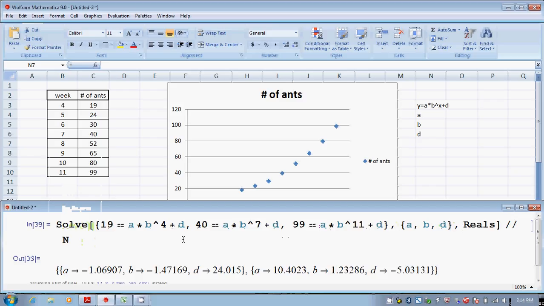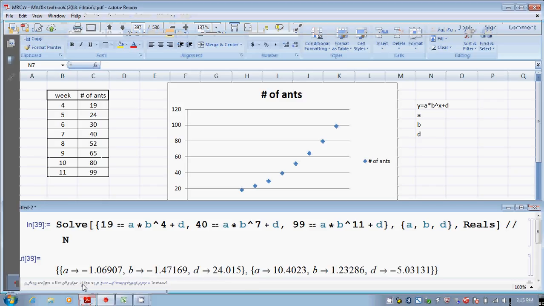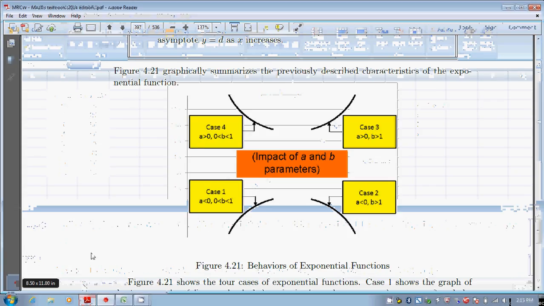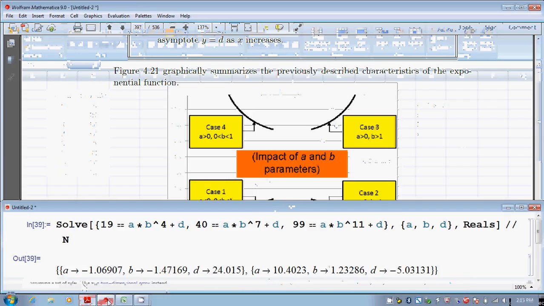So let's look at this. Let's look back in the modeling real and complex world. We're given a graph, and our graph is gradually increasing over time. So let's see if there's one case that fits our model. Looking at this picture here, it seems that case 3 would be most appropriate. And for case 3, we have to have our a value be greater than 0 and our b value be greater than 1. So let's go look at this Mathematica solution.